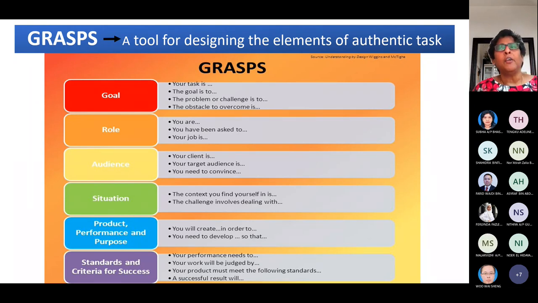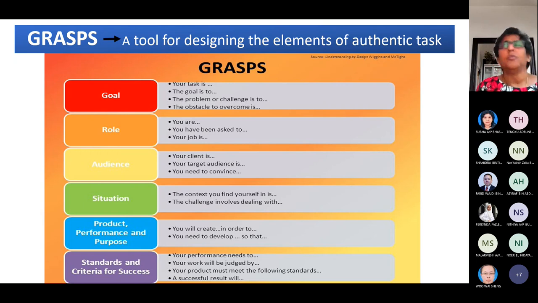Because we cannot assume that what we are teaching them in the classroom, when they go out there, they will be able to do it, that they can transfer their knowledge. You have to give them tasks where you are actually asking them to role play. And you have to assess those tasks well to see whether your students have achieved the learning outcome.